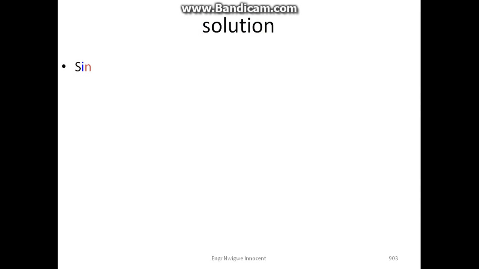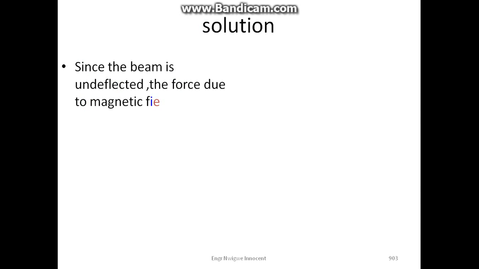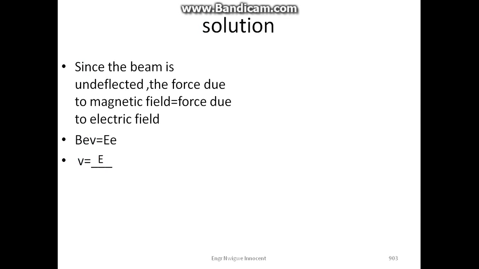Solution. Since the beam is undeflected, the force due to magnetic field equals the force due to electric field. BEV equals EV. Therefore, V is equal to E over B. V is equal to 3000 all over 1.5 times 10 raised to the power minus 2 times 10 raised to the power minus 2, which is equal to 2 times 10 raised to the power 7 meters per second.